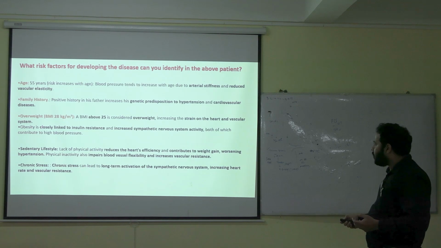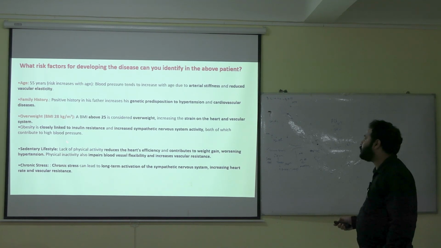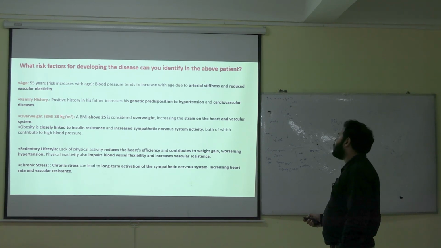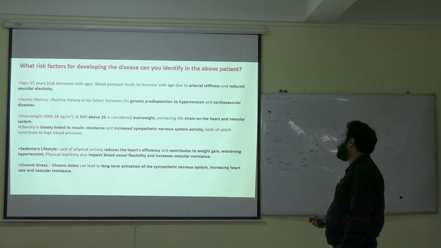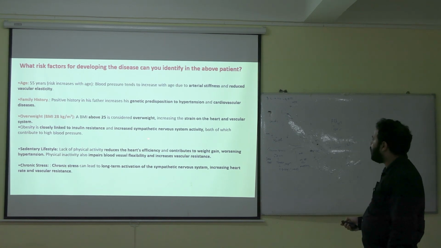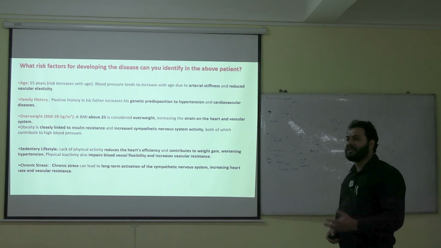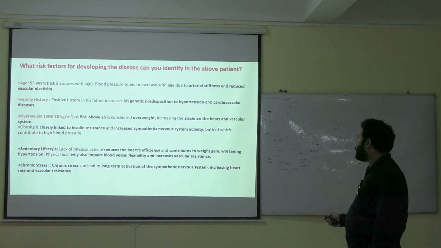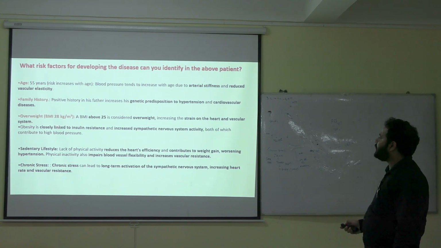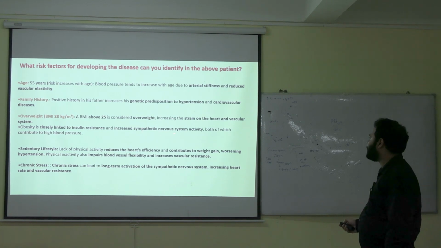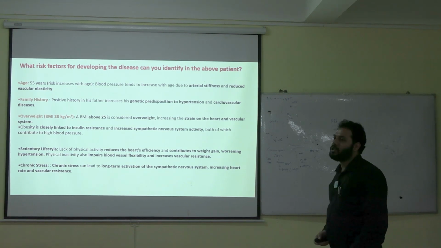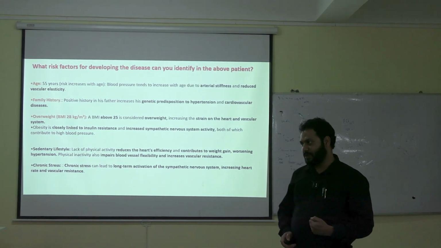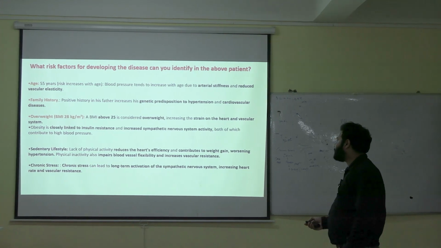So here overweight or obesity leads to an increase in insulin resistance, right? Not only insulin resistance, this overweight status also affects our sympathetic nervous system activity. So there is an increase in sympathetic nervous system activity. Both the insulin resistance and increased sympathetic nervous system activity contribute to the development of high blood pressure, leads to hypertension, right? Now see sedentary lifestyles.